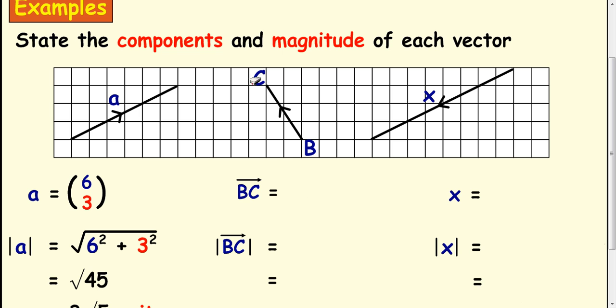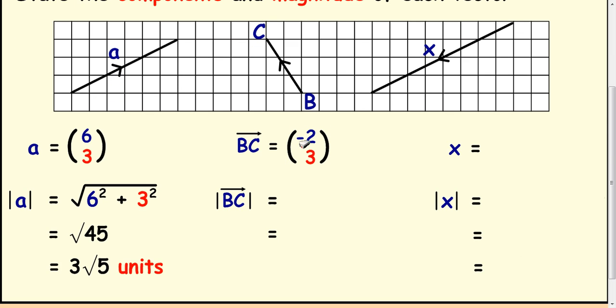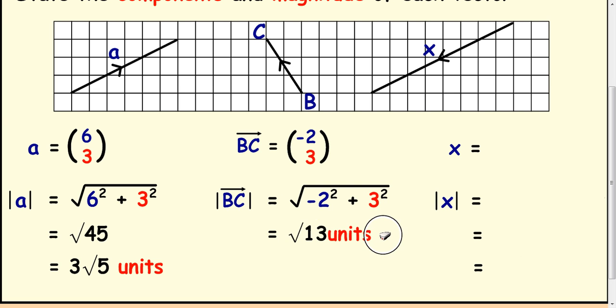Components of BC, starting at B, so we go backwards this time, so that's negative 2 and up 3. So (-2, 3). Magnitude is the square root of negative 2 squared plus 3 squared. That's going to go to 4 plus 9, which is root 13 units.